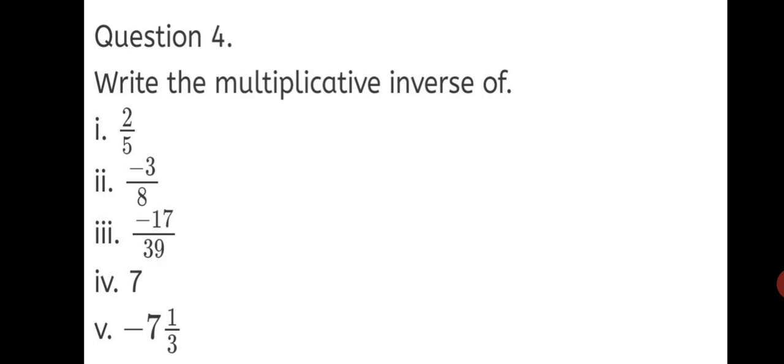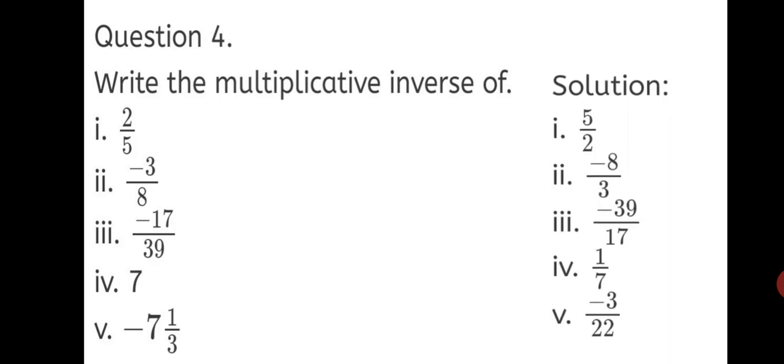When you are writing the multiplicative inverse, remember to keep the negative sign in the numerator only, if there is a negative sign. So the multiplicative inverse of 2 upon 5 will be 5 upon 2. Minus 3 upon 8, minus 8 upon 3. Minus 17 upon 39, minus 39 upon 17. 7, 1 upon 7. And now a mixed number is given, minus 7, 1 upon 3.